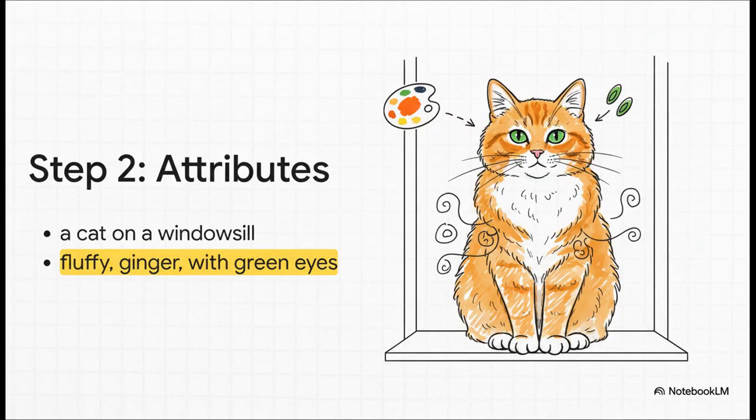Okay, now we add the next layer, the attributes. This is where we really bring our subject to life. What kind of cat is it? Let's make it a fluffy ginger cat. And why not give it green eyes? These little adjectives are absolutely vital for creating a specific character, not just some generic animal.